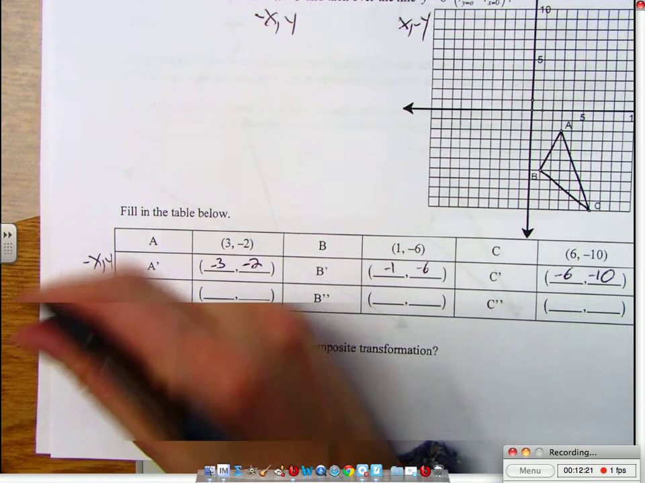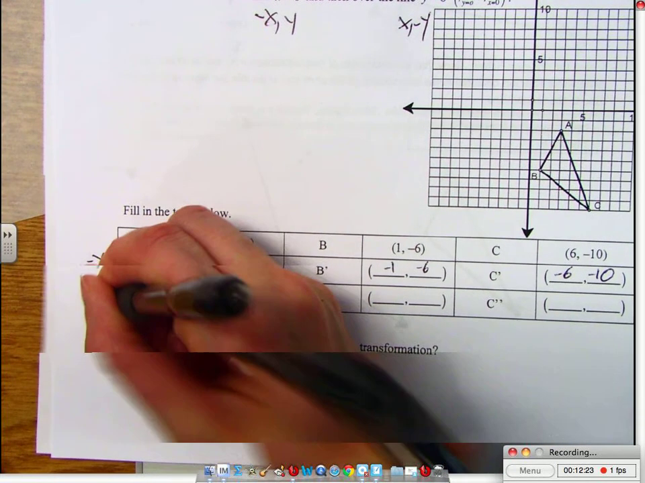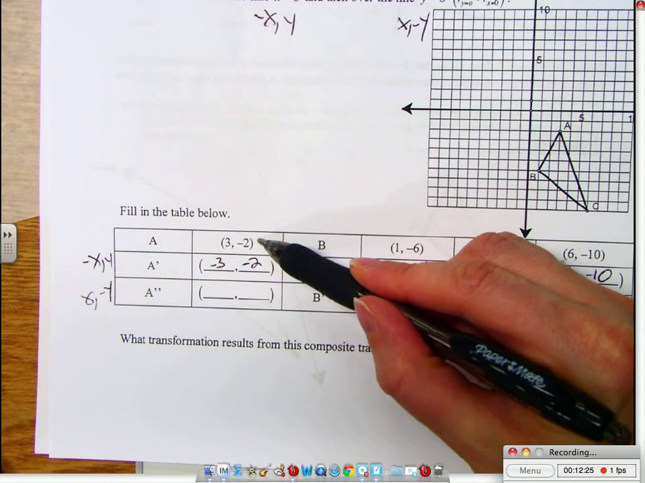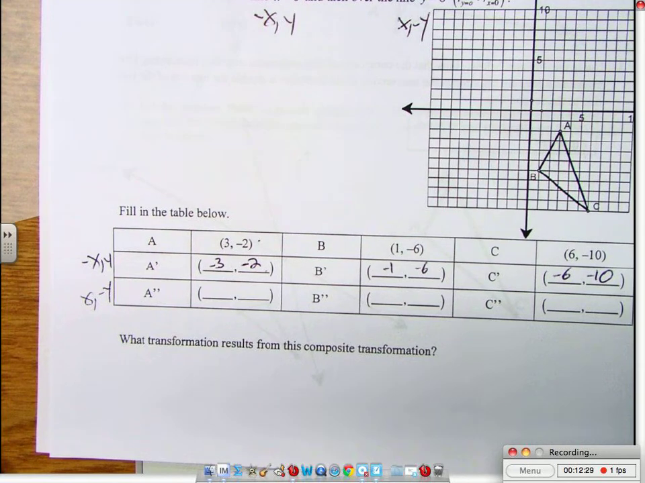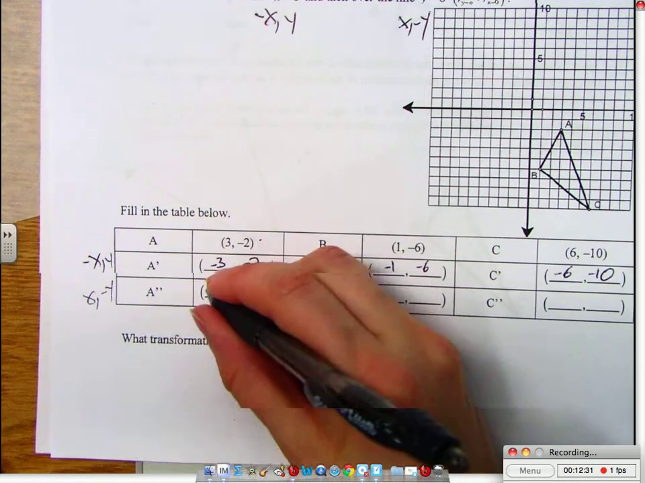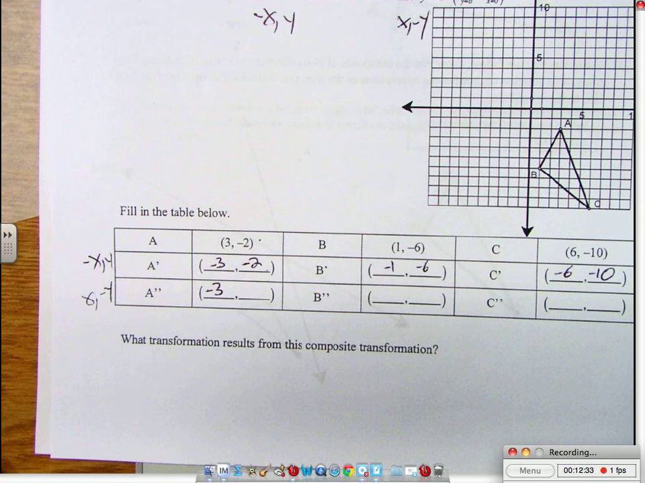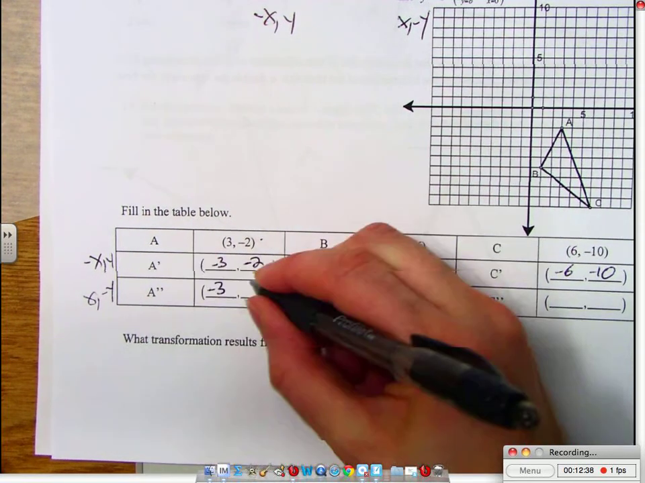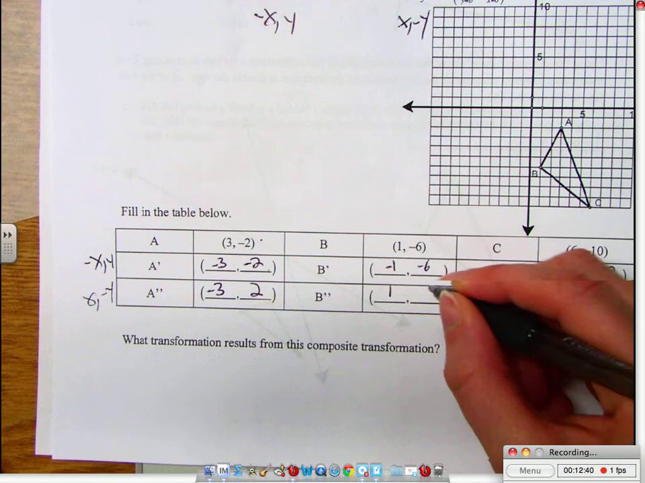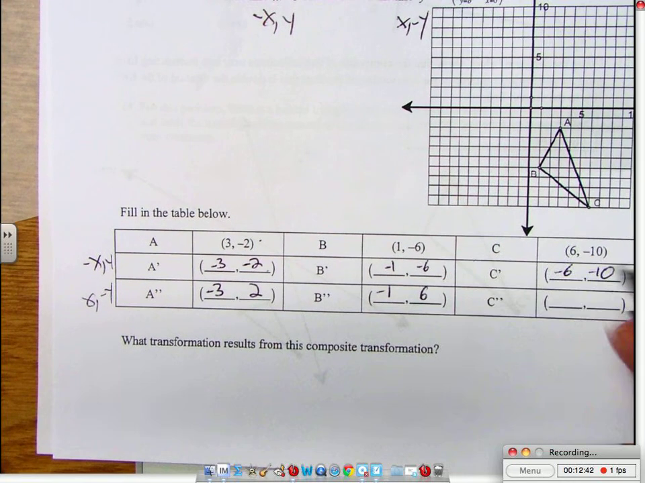Do I go back and I change this top one or the middle one? Middle, middle, middle. So I'm going to keep the sign of the x the same, so I bring down that negative 3, but I'm going to change the sign or times it by a negative 1 for the second. Okay, so I get negative 1, 6, and negative 6, 10.